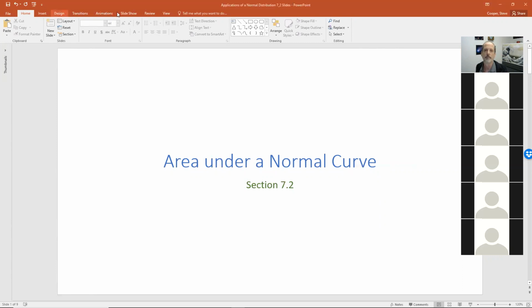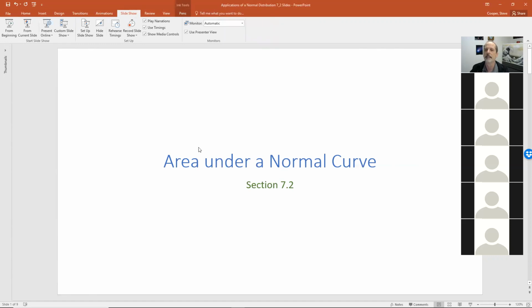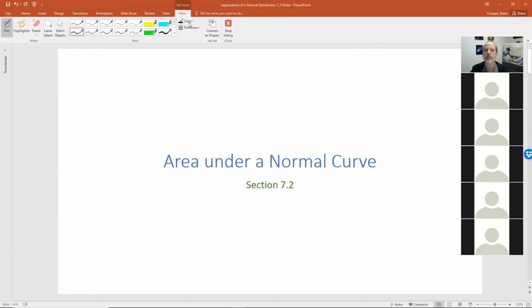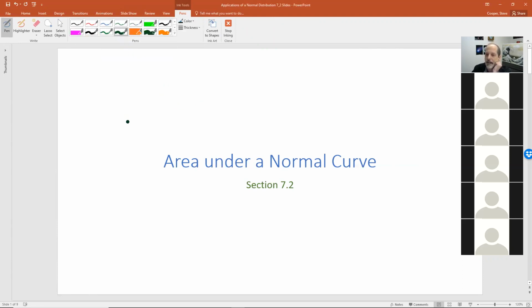So, where's my pen stuff? There it is. Got that. Okay, so I'm going to draw a little normal curve up here. And remember, we always put mu there. That's a little thick. Let's try that one.